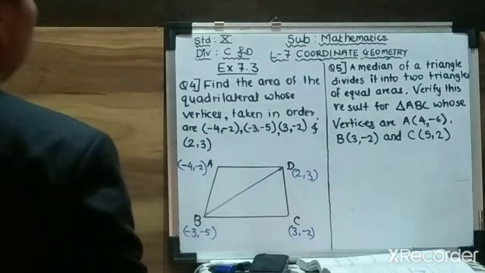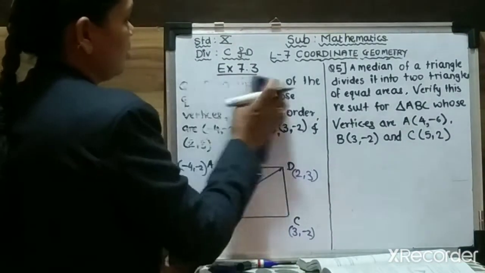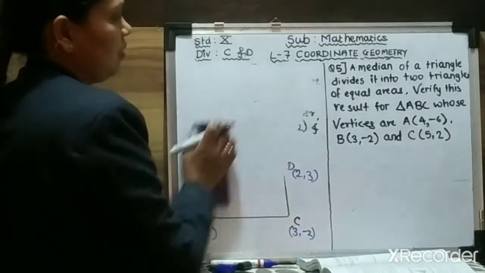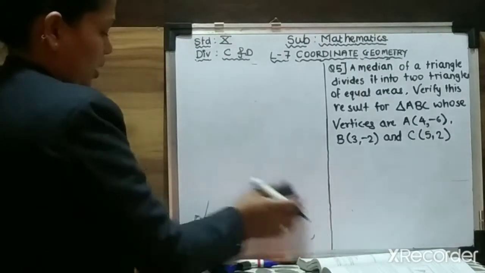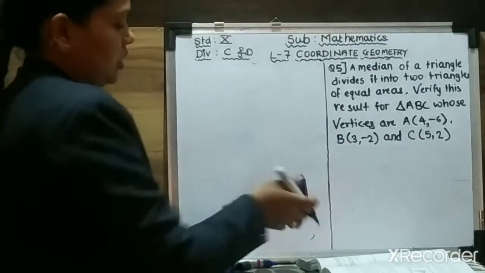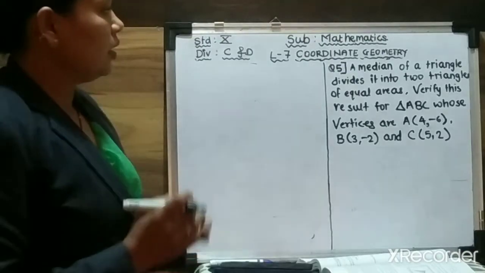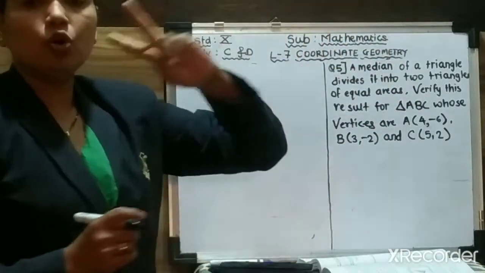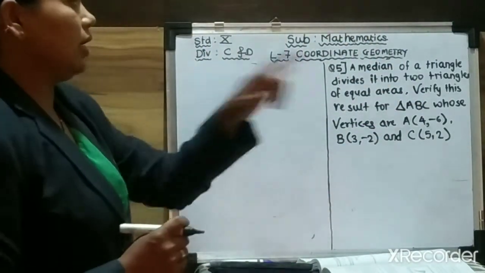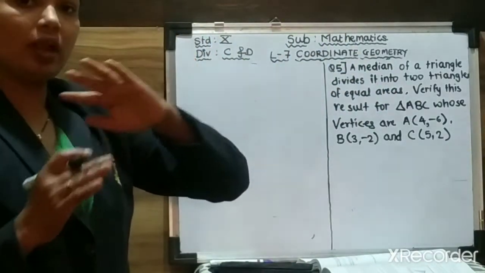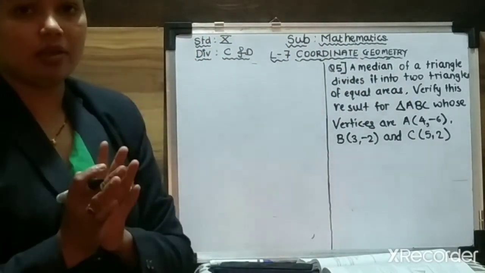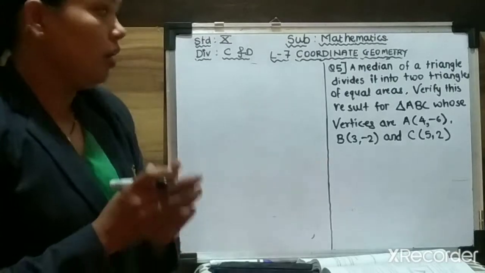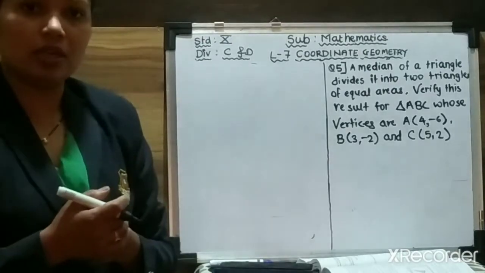Okay, I have written the sum. You might have also written the sum. Now see, in this, what we are going to do. In class 9th we have studied that a median of a triangle divides it into two triangles of equal areas. The two triangles are divided into equal areas. This we have seen in class 9. That one only we are going to verify, whether it divides into two equal areas or not.